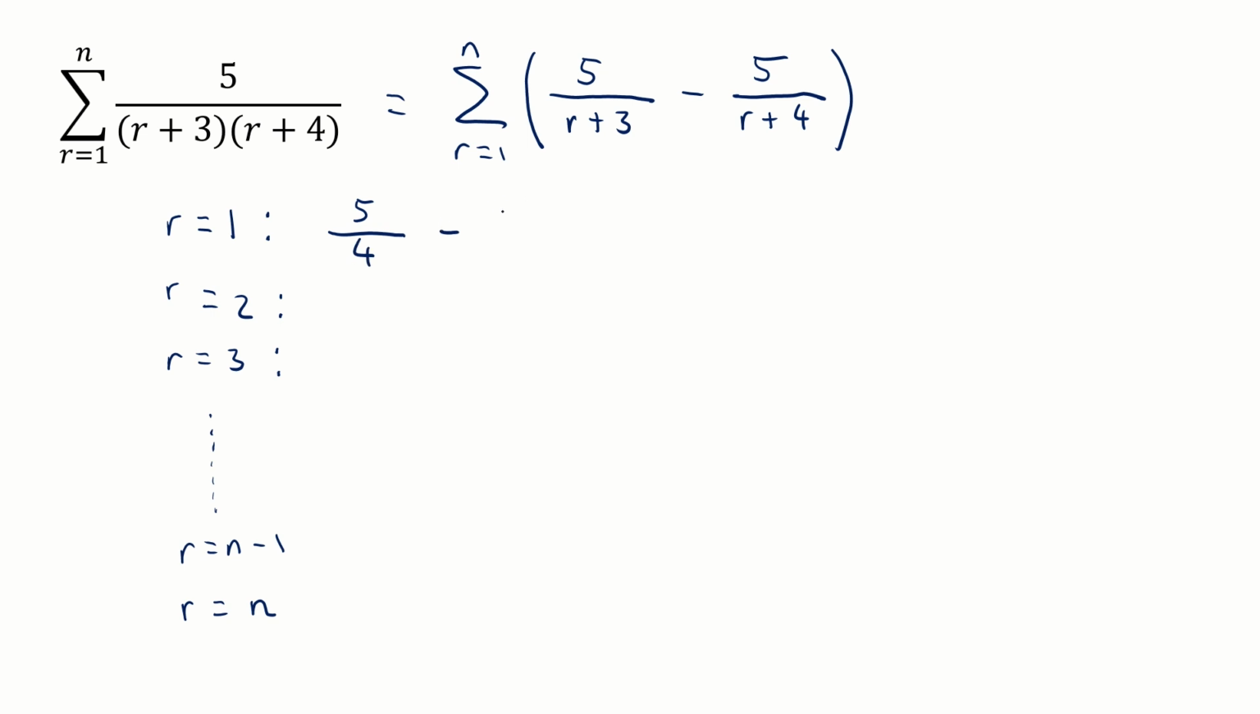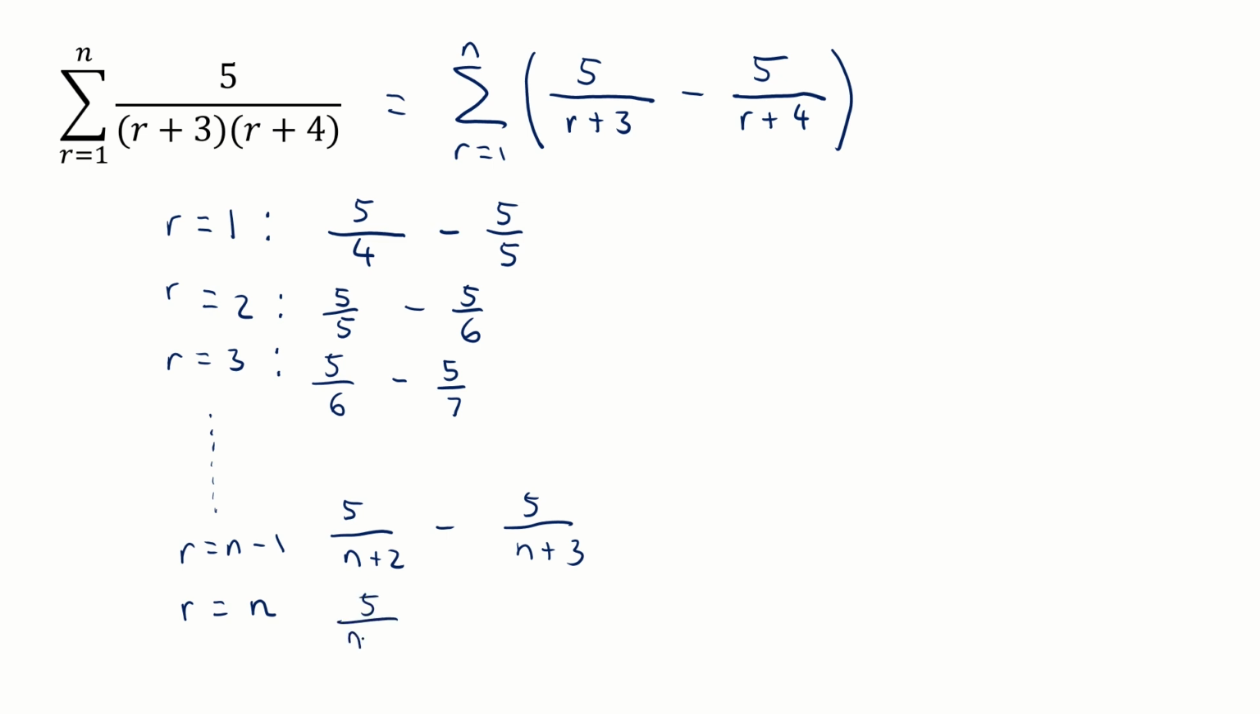Take away 5 over 5. I'm going to leave it as 5 over 5, because then the next term immediately we're going to get a 5 over 5 anyway. Minus a 5 over 6. A 5 over 6 minus a 5 over 7. And you can start to see ultimately what pattern is going on here. Later on we'll end up with a 5 over n plus 2 and a minus 5 over n plus 3, and then a 5 over n plus 3 and a minus 5 over n plus 4.